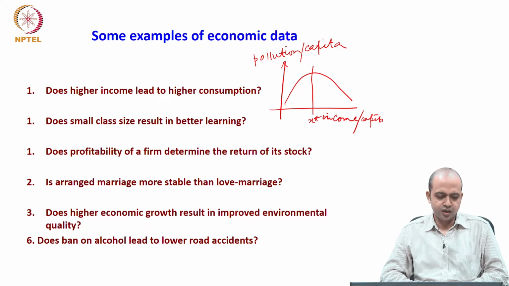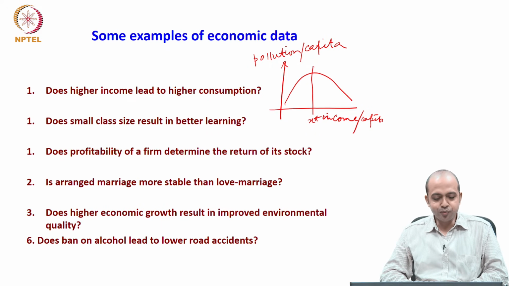Then lastly, we can answer this type of question also. What is the question we are trying to answer? Does a ban on alcohol lead to lower road accidents? Okay. So when you ban alcohol, that is an economic decision, whether you will ban it or not, because banning alcohol involves some loss in government's revenue, right. So government will lose that revenue by banning alcohol, and government will see whether banning alcohol is actually beneficial, whether it actually leads to lower road accidents or not, right.